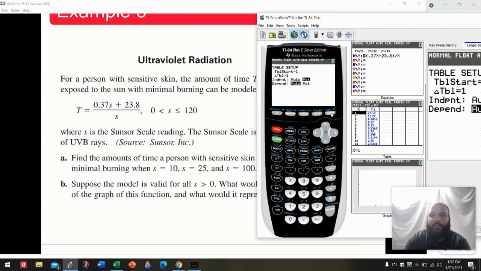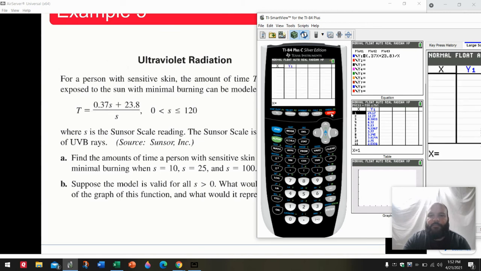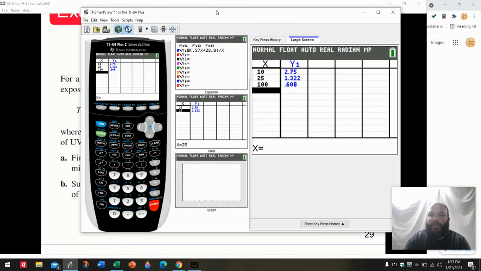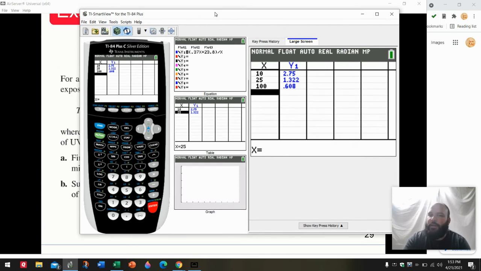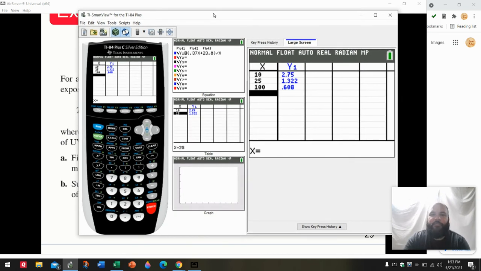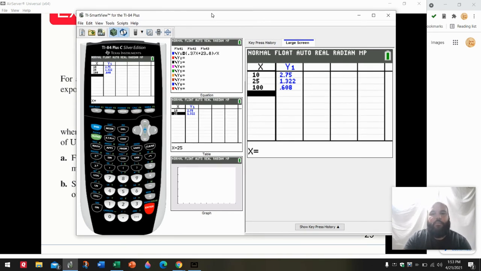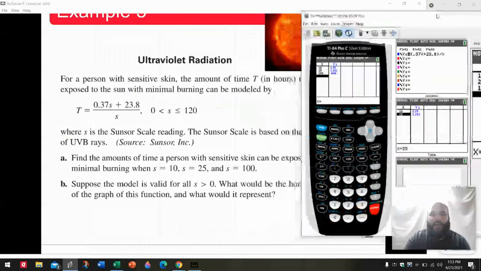Now I'm going to hit second table. Once I do that, it will allow me to put whatever numbers I want in. In this case, I want to plug in 10 and 25 and then 100. And you can see this is a very quick way to find the answers we're looking for. When I plug in 10, it's 2.75. When I plug in 25, it's 1.322. And when I plug in 100, it's 0.608.